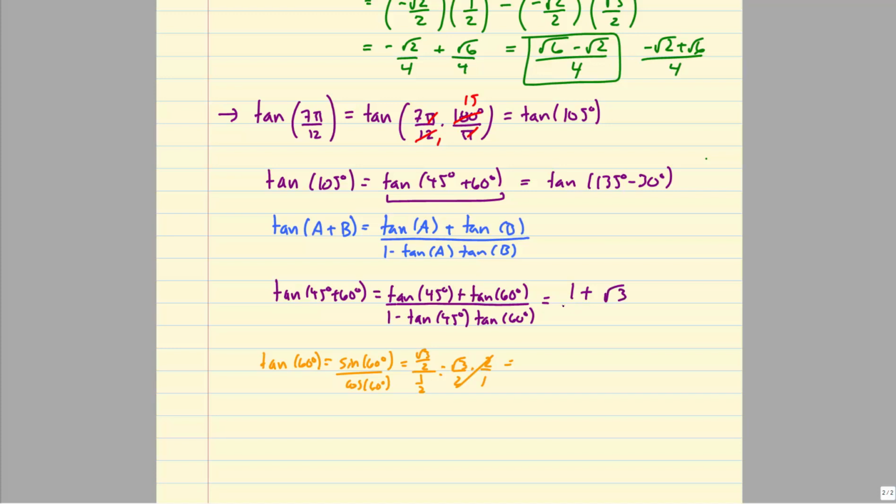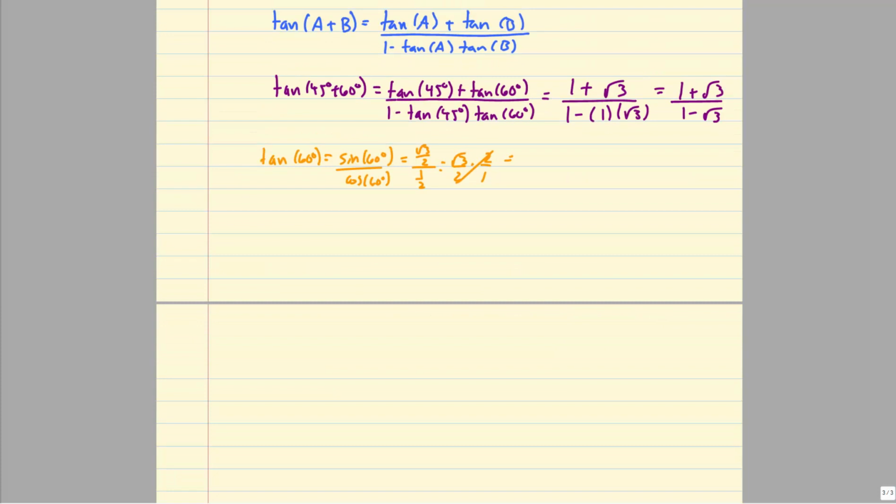So 1 plus root 3 in the numerator. And the denominator is going to be 1 minus the tangent of 45, which is 1, times the tangent of 60, which is root 3. So this looks like 1 plus root 3 over 1 minus root 3 for our simplification here. Now the next question is, do we keep it like this or do we rationalize that denominator? You should always look for the instructions to be sure what to do, but usually you do rationalize the denominator.